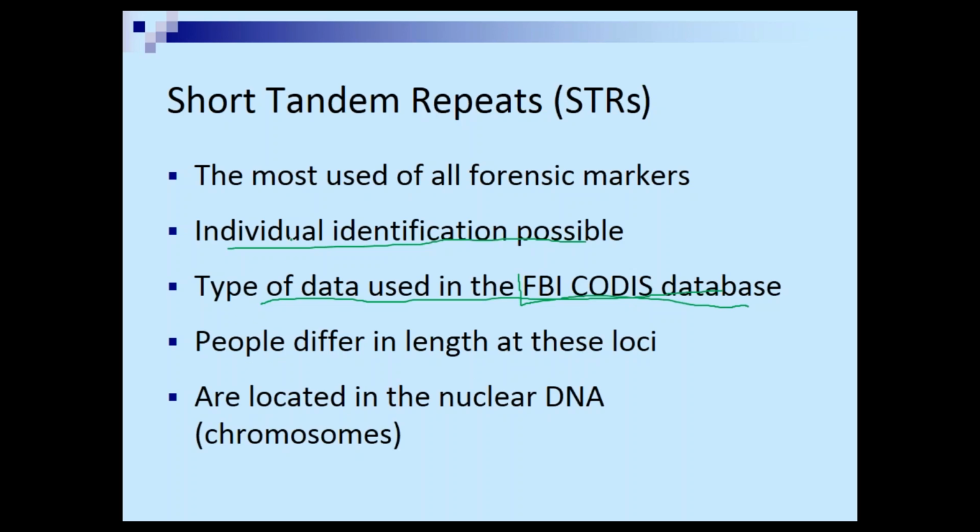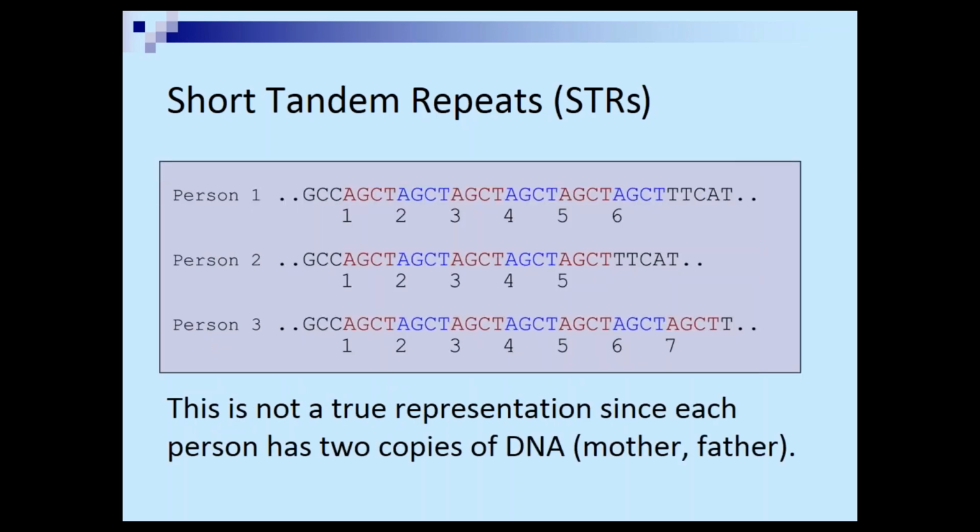And the reason why individual identification is possible, to go back to our very first lecture: how many other people are going to have a 13-15 and then a 10-11 and then 7-8, or whatever those 13 pairs of numbers are? You can mathematically calculate it, and nobody else is going to have it. What we're talking about is the nuclear DNA in the chromosomes. We're going to talk more about mitochondrial DNA a little bit later.